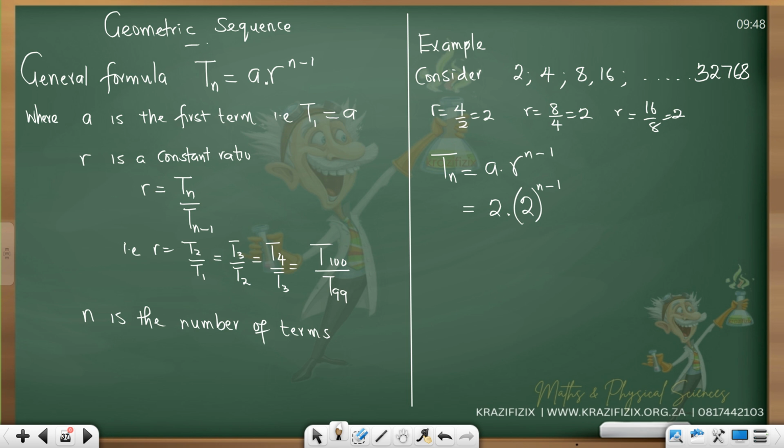Let's check if it works. If I'm looking for T4, will it work? A r to the power 4 minus 1, which is A r to the power 3. What is my A? 2. What is my r? 2 to the power 3. That is 8 times 2, 16. So it works.